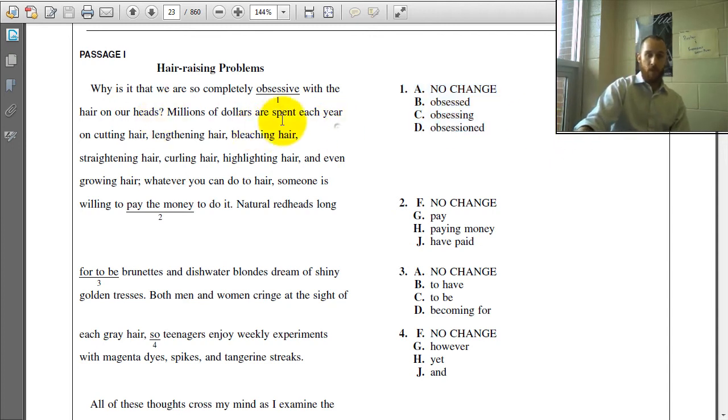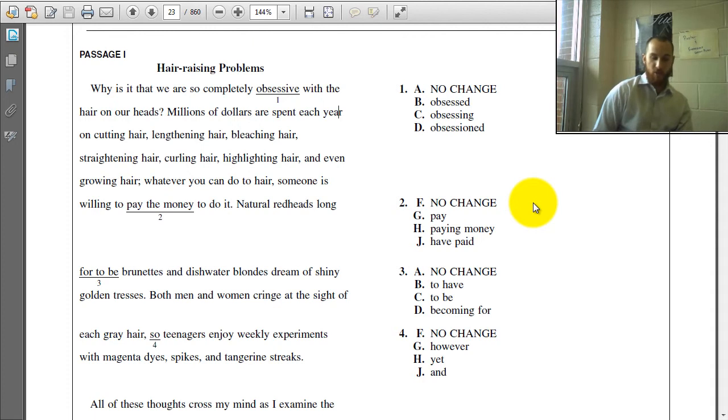Moving on. Millions of dollars are spent each year on cutting hair, lengthening hair, bleaching hair, straightening hair, curling hair, highlighting hair, and even growing hair. Whatever you can do to hair, someone is willing to pay the money to do it. So looking at number 2, our options are no change, pay, paying money, and have paid. The best answer is G.